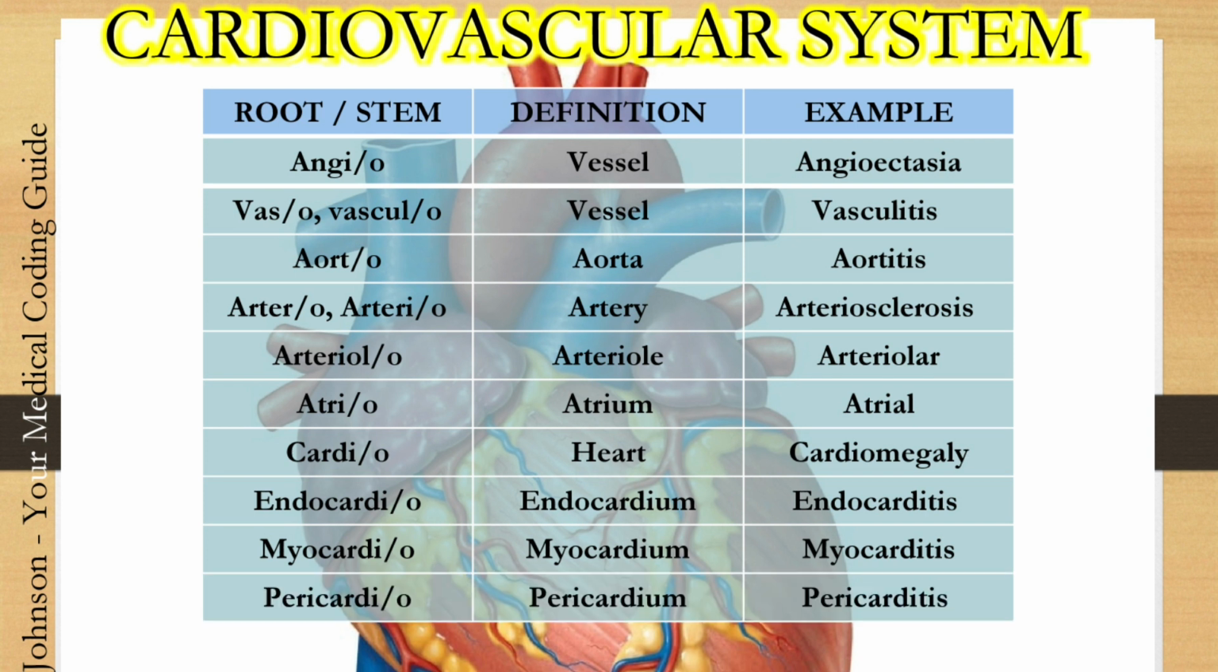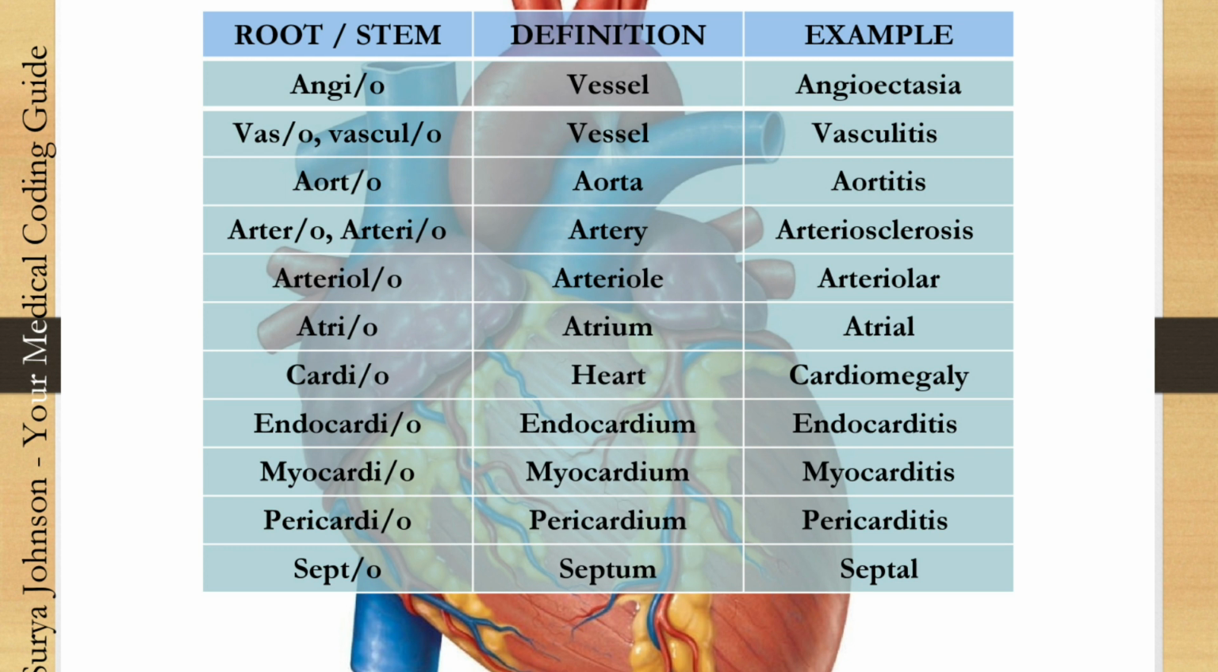The next one is pericardio. It means pericardium. What is peri? You already know, right? Peri means around or surrounding. So, that is around or surrounding the heart. Example, pericarditis. It is inflammation surrounding the heart. The next one is septo, which means septum. Example, septal. It is pertaining to the septum.